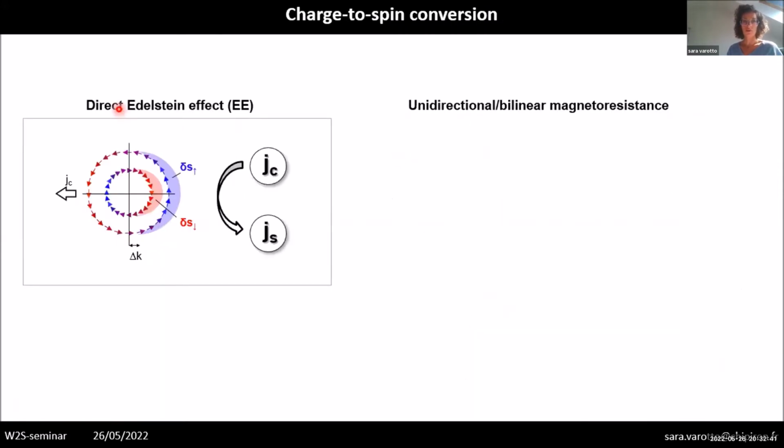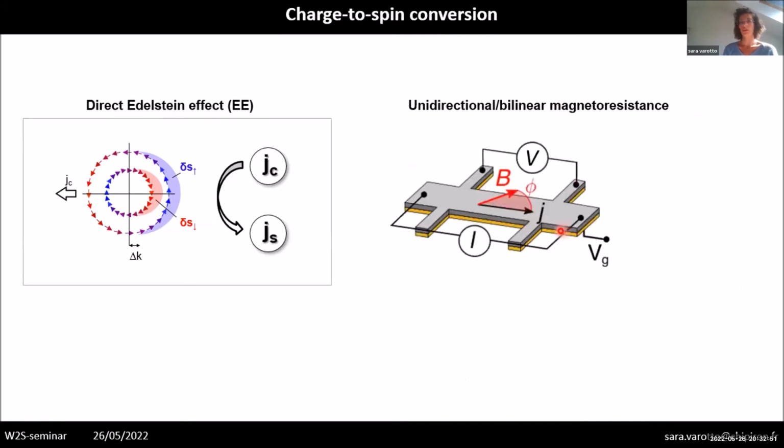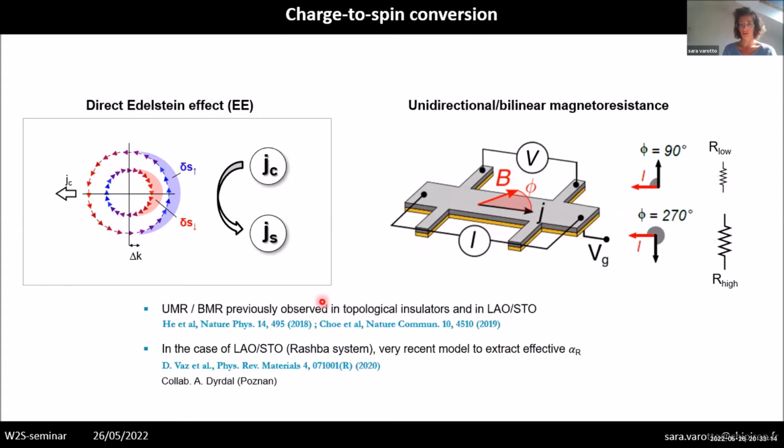Concerning the converse mechanism, so for the direct Edelstein effect, conversion from a charge current to spin current, we employed the unidirectional bilinear magnetoresistance technique. So this consists in making a Hall bar in which we inject a charge current. This will generate the spin density as shown here, and we can detect the formation of this spin density by applying an in-plane magnetic field. And depending on the orientation of the magnetic field with respect to the spin density, we can have either low or high longitudinal resistance. This method has been applied already in topological insulators or LAO-STO.